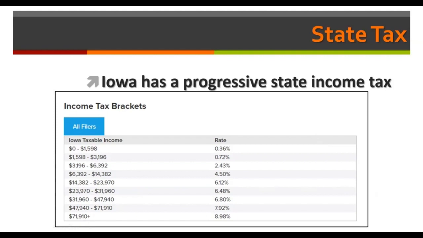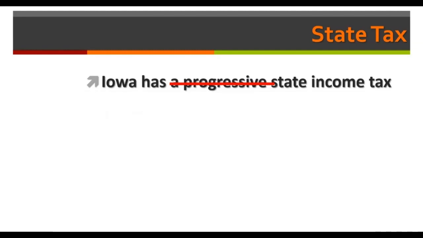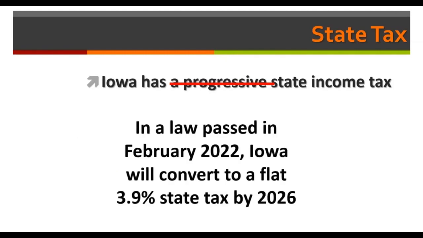Now, as I also mentioned, this is changing. In February of this year, a law passed both the Senate and the House within the Iowa legislature that will convert our progressive state income tax to a flat tax. Starting in 2026, we will have a flat tax of 3.9%. That means somebody who's earning $20,000 a year or $220,000 a year is going to pay the same amount, 3.9%.